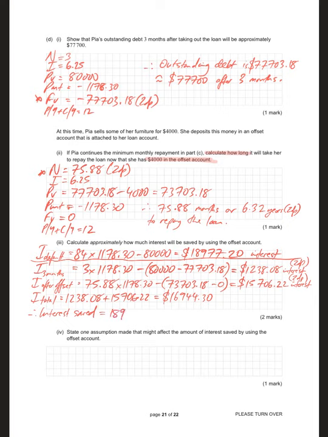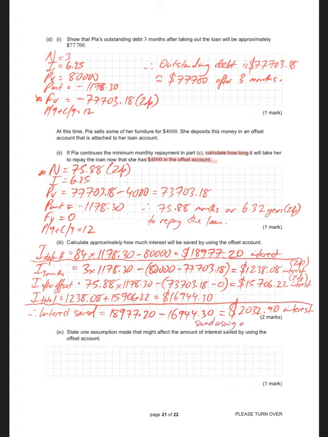default, which is $18,977.20 minus $16,944.30. 18977.2 minus 16944.3, the answer is $2032.90 interest saved using the offset account.